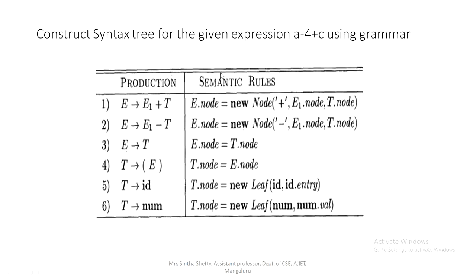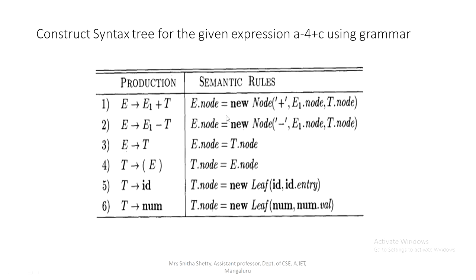So we need to construct a dependency graph. Construct a syntax tree for the given expression, or they can ask for a dependency graph. Both are the same, don't get confused here. So this is a syntax tree, or you can call it a dependency graph, for the expression a minus 4 plus c, and this is the given production. So first write the semantic rule for each production.